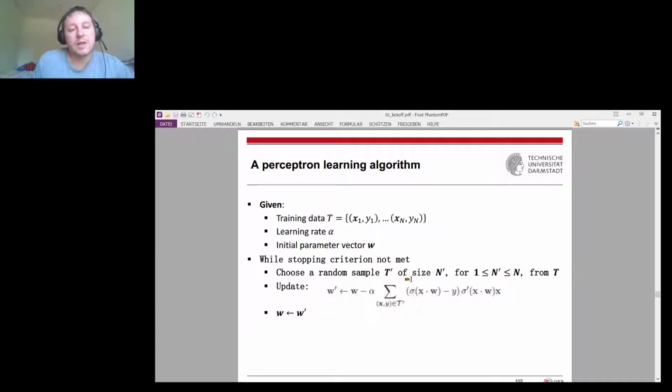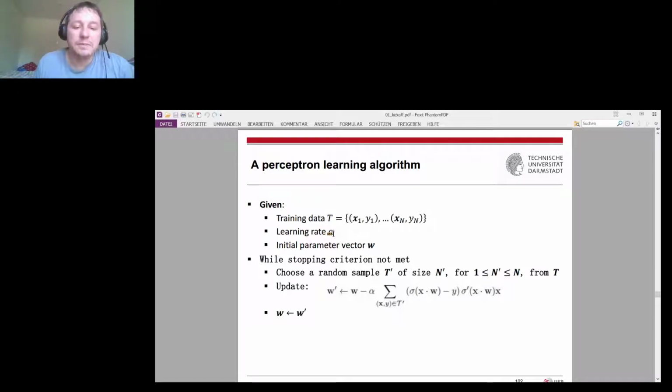Now let's look at some perceptron learning algorithms. We have our data, which we also call training data, and this training data consists of n points (x_i, y_i). We have a learning rate alpha, and we have an initial parameter vector w. This initial parameter vector w is just some initial guess of what could be a solution to the problem. Where do we get that from? I mean, you could randomly initialize that, or you could set it to all zeros.